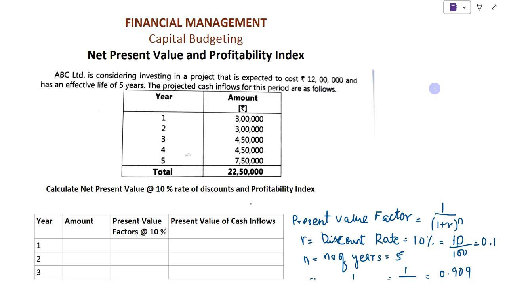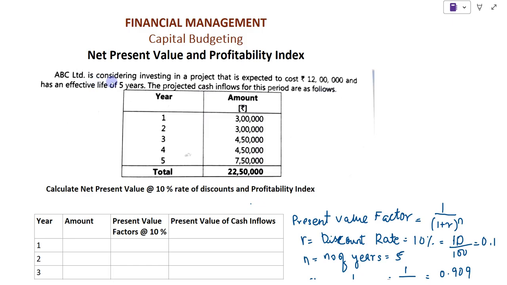I am Namita Mane. In today's video, we are going to start with a new topic, that is capital budgeting. In capital budgeting, we are going to study the examples on net present value and profitability index. So this is the practical solved example for net present value and profitability index. So this is the example on the screen.